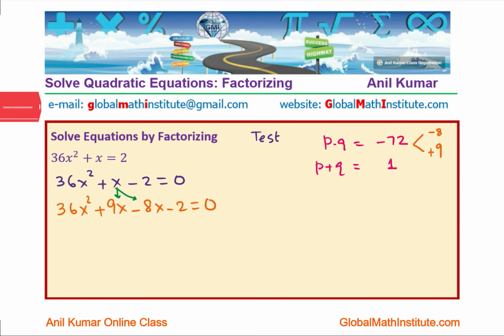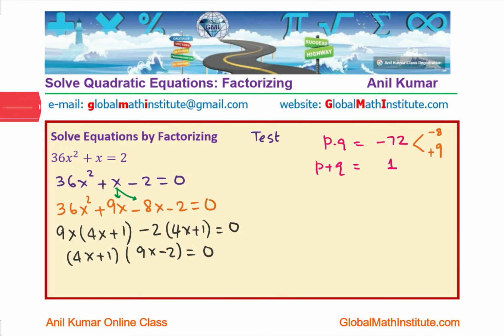So let's continue with the solution grouping the first two where 9x is common. So we get what? We get 4x plus 1. Now here minus 2 is common. We do get the same factor 4x plus 1. That means we are on the right path. Take 4x plus 1 as a common factor. You're left with 9x minus 2 equals to 0. So now equate each one of them to 0 and get your answer.